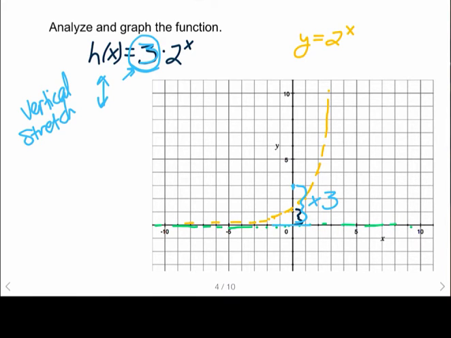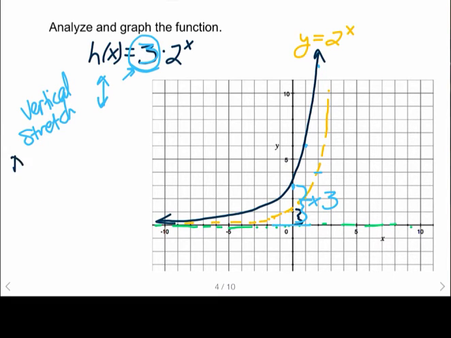All of the other y values will also get multiplied by 3. And so the y value of 2 now becomes a y value of 6. The y value that had been 4 becomes now a y value of 12. So we have that scaling factor. And so now let me see if I can connect these dots with a curve. And we have here a graph that is asymptotic and has been stretched by a factor of 3.